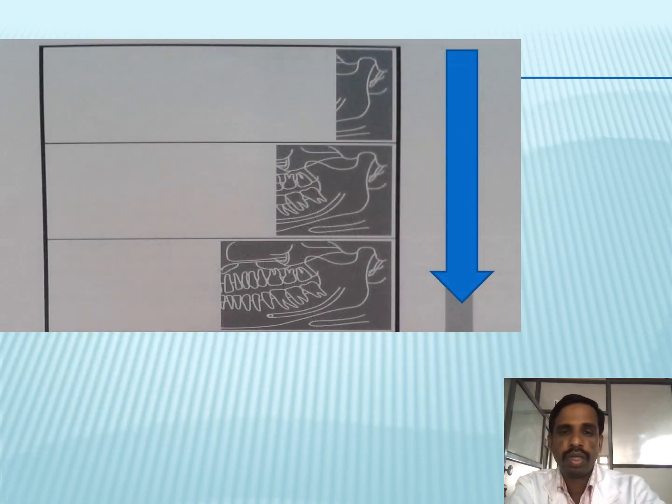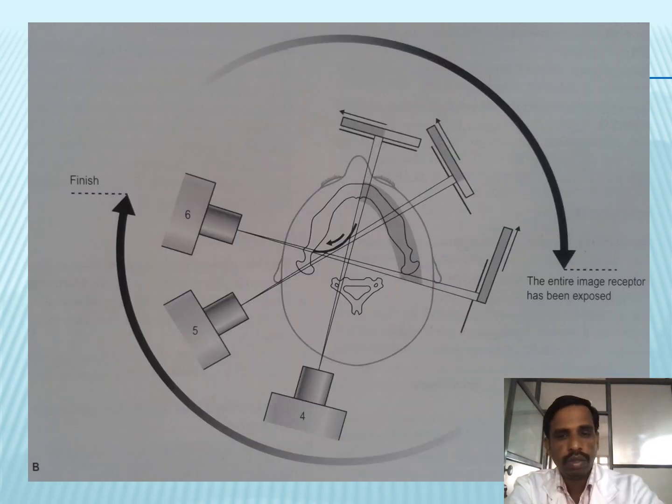This is how the image is captured segment by segment on a film, and this is the opposite side of the patient. From 3 it will move to 4, 5 and 6. As a result, the image is completed.